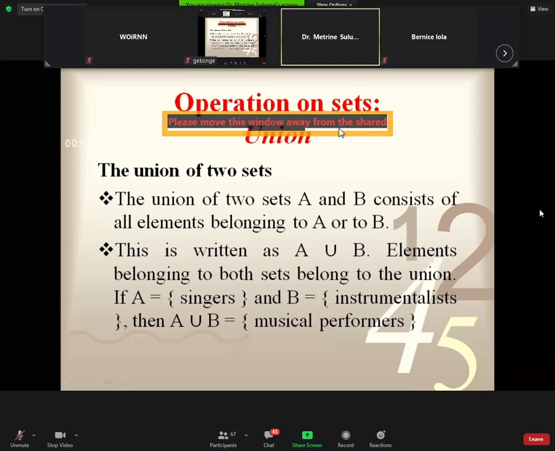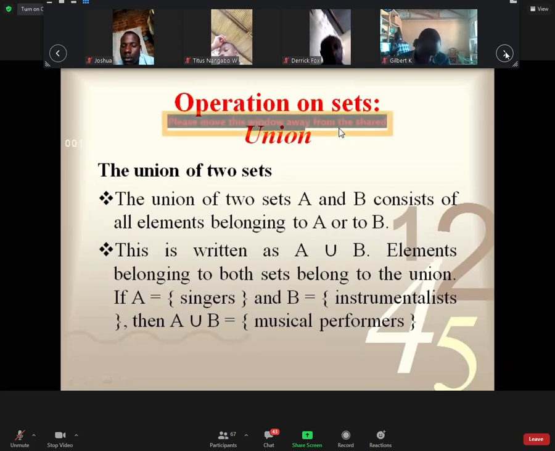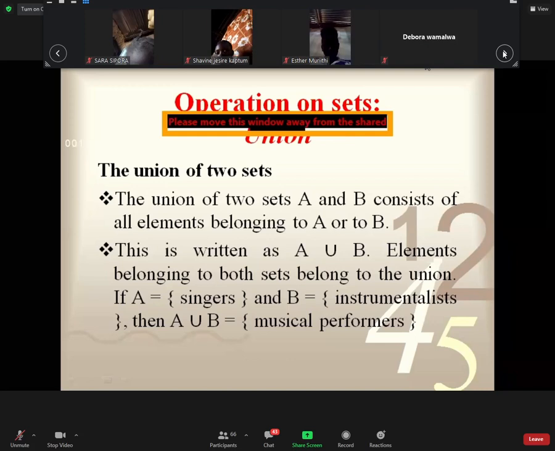Q union R. Remember, 1 and 2 are appearing in both, so we only write them once. So Q union R is equal to, open the brackets, 1, 2, 3, 4, 5, 7. I think we are together there. Are we together? Okay, we shall look at more examples.